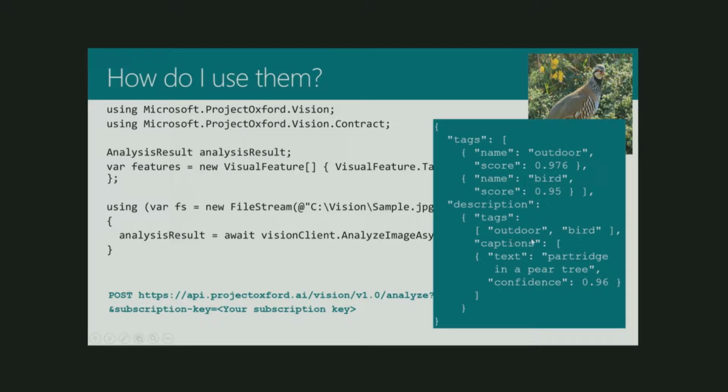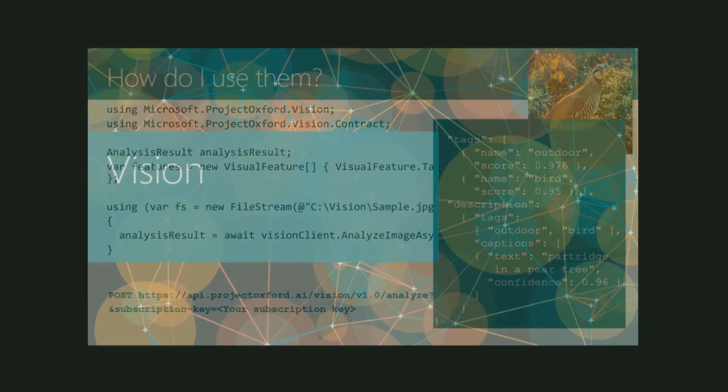And then, so we have our tags here, and then there's a caption as well that this has been labeled as a partridge in a pear tree. So very, very nice tags as well as descriptions that you can get back on your various images. So that's one example of the computer vision API. So let's jump into vision specifically.